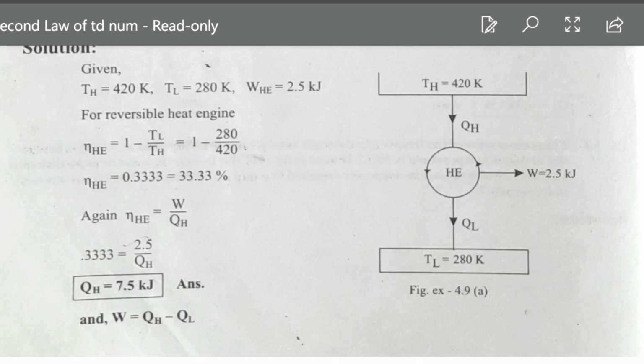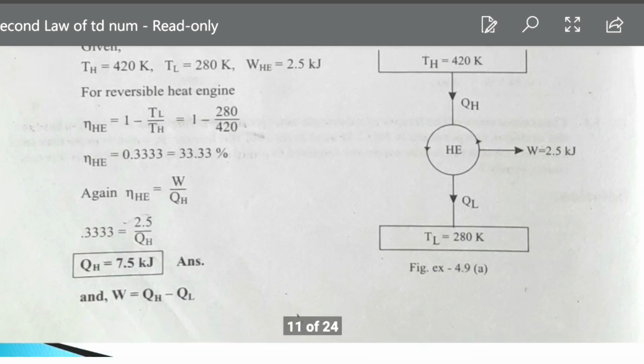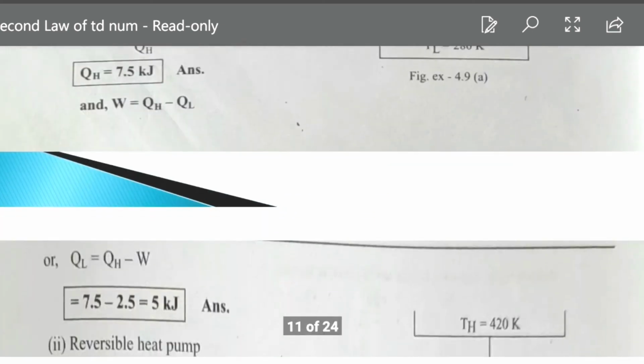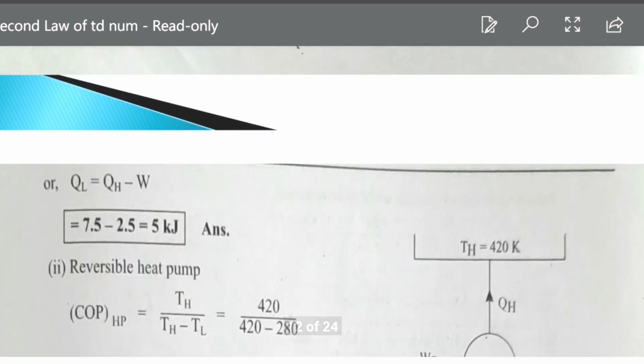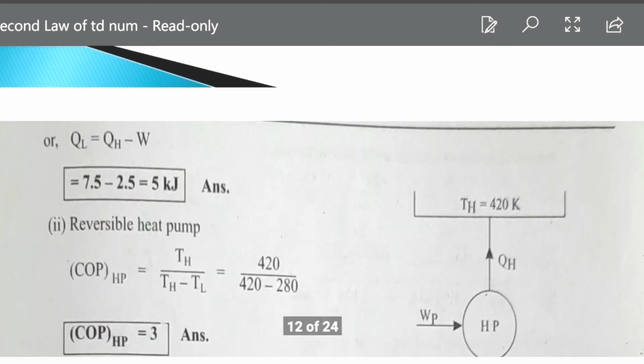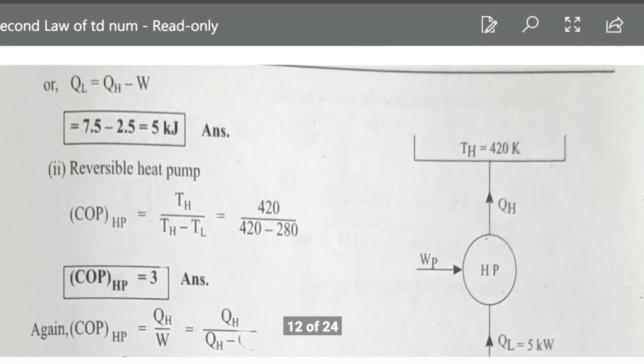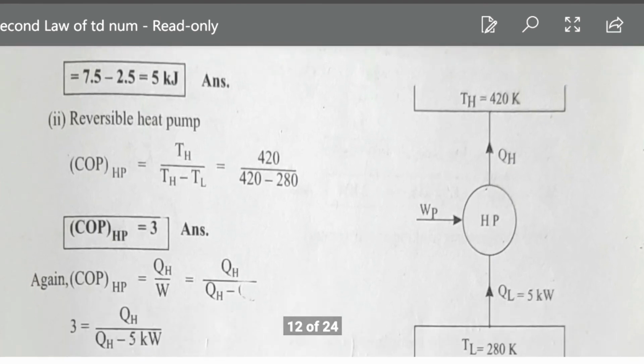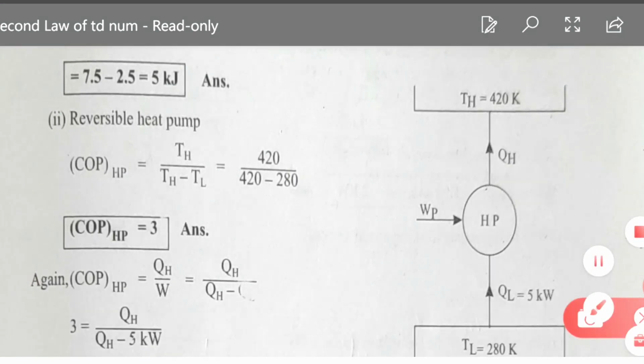Now W equal to QH minus QL. So QL equal to QH minus W. Here the value of QH is 7.5 and the value of W is 2.5. So this will be equal to 5 kilojoule.